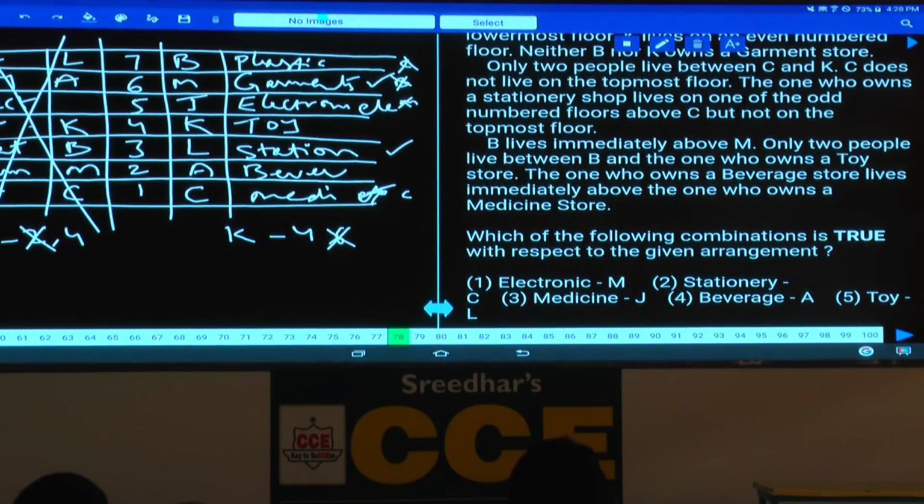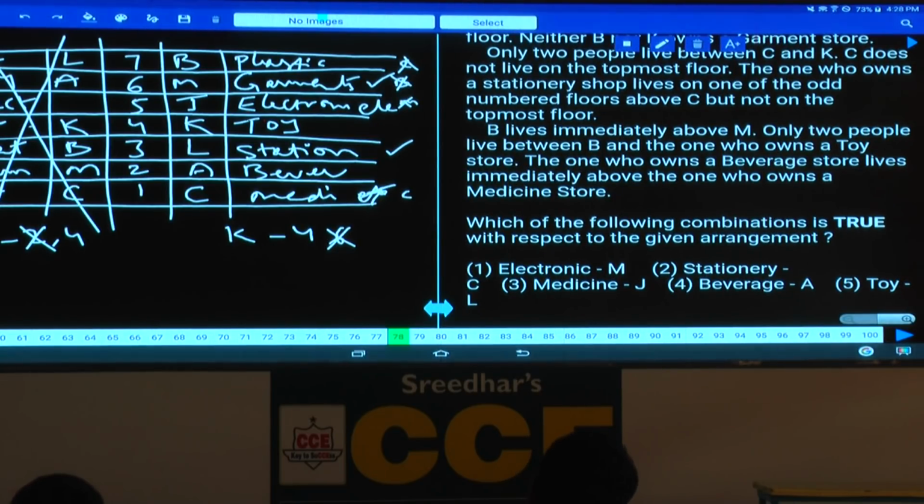Electronic and M, ruled out. Stationery and C, that's also ruled out. Medicine and J is also ruled out. And beverage and A, definitely true. Hence, question number 78, it is choice 4.